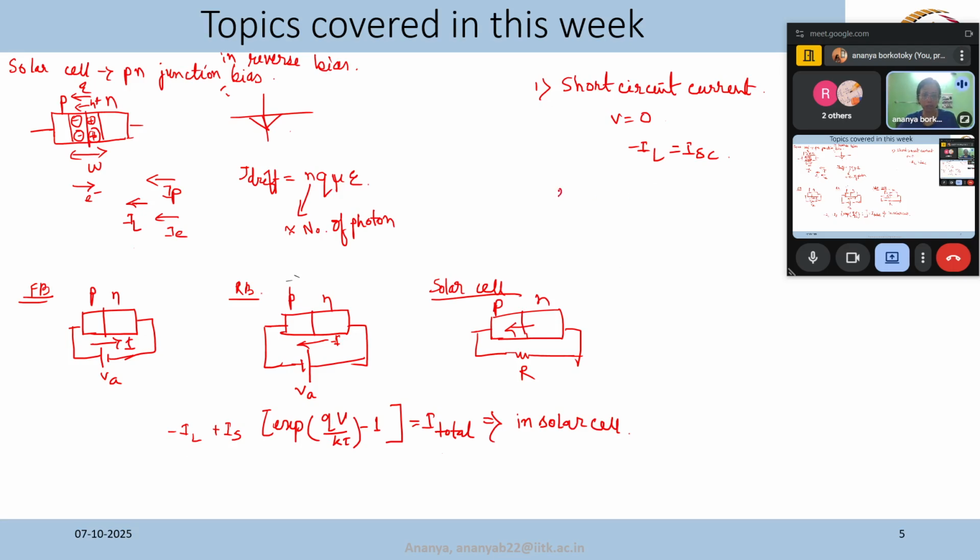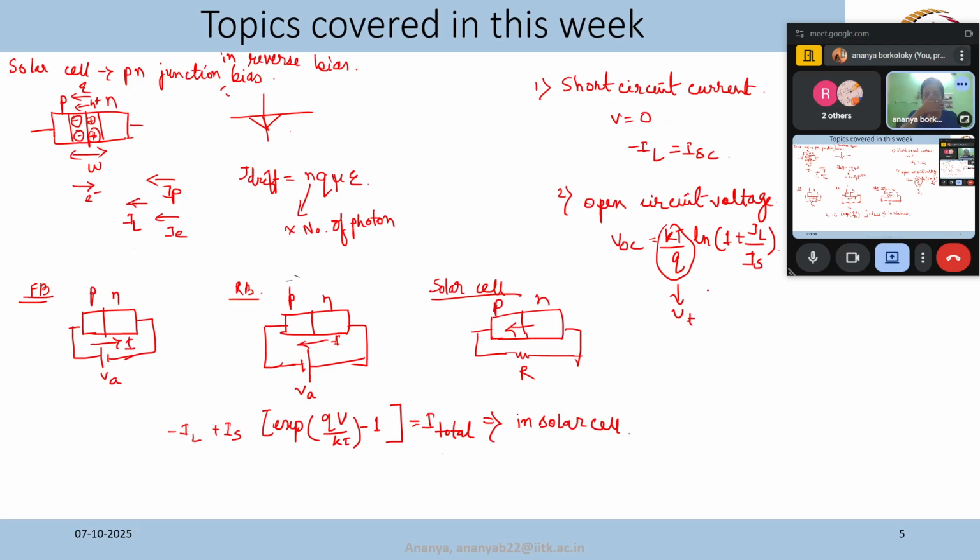Okay, and then another term is the open circuit voltage, VOC. That is when this is open circuit, right? So how can we solve it? We know that our current is 0, I is equal to 0, then we can solve it. Then we will get the open circuit voltage as kT by Q ln of 1 plus IL by IS. Okay, this kT by Q is another term, the thermal voltage Vt. In some numericals maybe this is given as Vt.